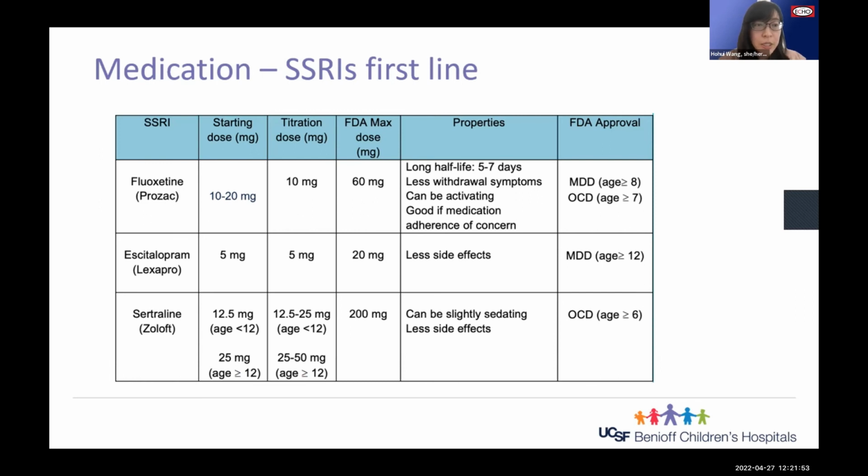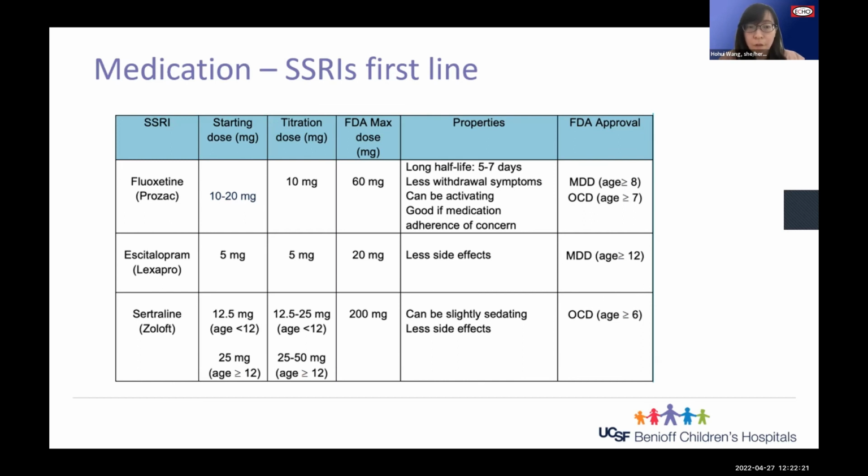The titration for Prozac is 10 milligram increments, and the maximum dose is 60. For Lexapro, the titration dose is 5 milligrams, and the maximum is 20. And then for Zoloft, it's 12.5 to 25 or 25 to 50 based on the age, and the max dose is 200. There are individual side effects of these medications.